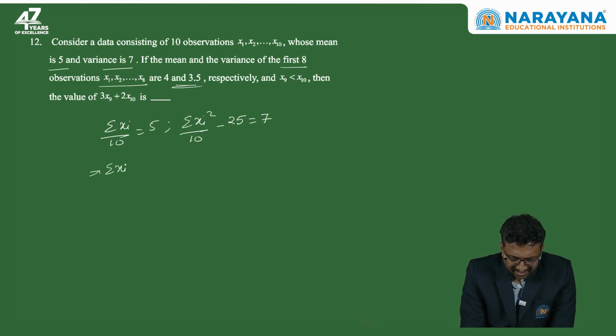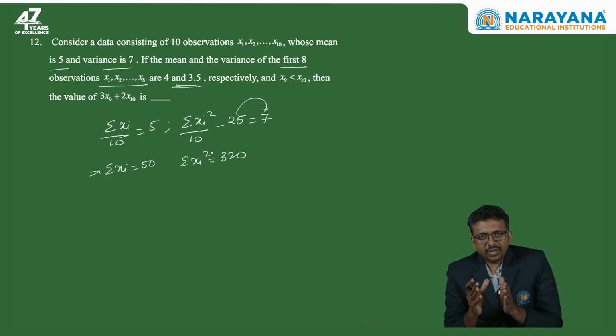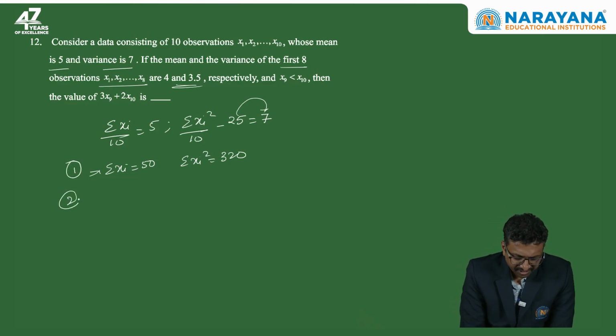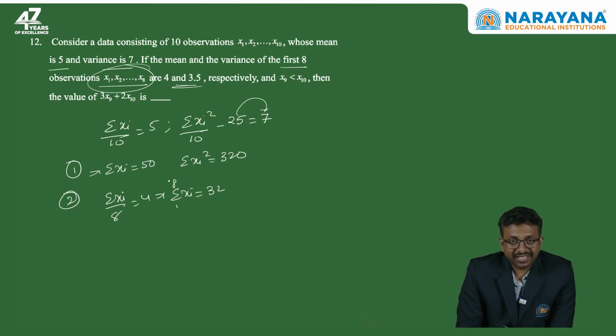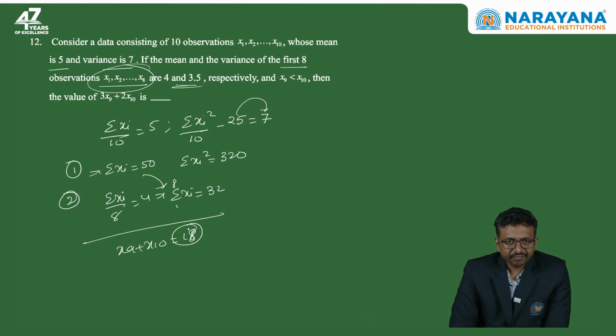So sigma xi, the sum of all 10 observations, is 50, and sigma xi square is equal to 32 into 10, 320. That means x1 square plus x2 square plus so on up to x10 square is 320. These are the first set of observations. Second, for the first 8 observations, sigma xi by 8 is equal to 4. So sigma xi is equal to 32 up to 8 observations. If you subtract this from this, you'll get x9 plus x10, the remaining observations, equal to 18, right?